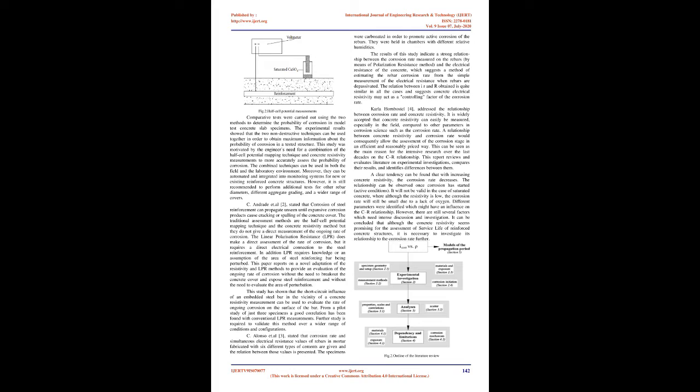Stated that corrosion of steel reinforcement can propagate unseen until expansive corrosion products cause cracking or spalling of the concrete cover. The traditional assessment methods are the half-cell potential mapping technique and the concrete resistivity method, but they do not give a direct measurement of the ongoing rate of corrosion. The linear polarization resistance, LPR, does make a direct assessment of the rate of corrosion, but it requires a direct electrical connection to the steel reinforcement. In addition, LPR requires knowledge or an assumption of the area of steel reinforcing bar being perturbed.